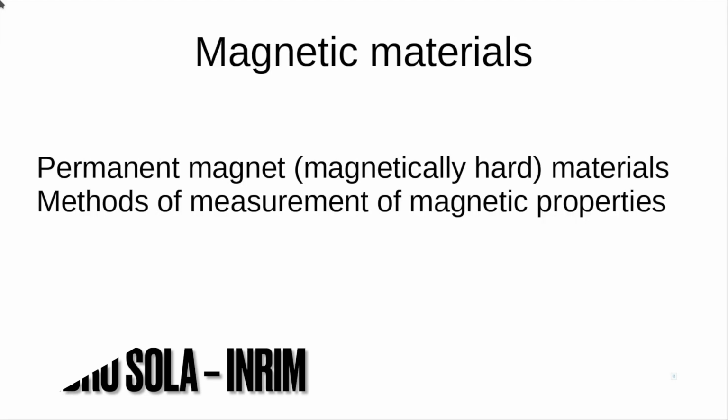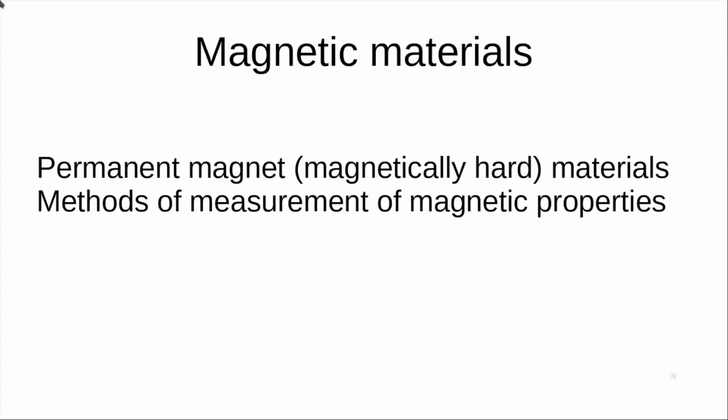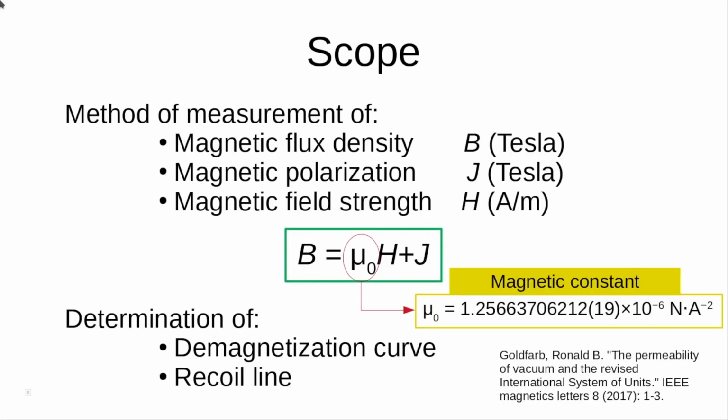The normative 4045 is about magnetic materials, and specifically about permanent magnets, that are magnetically hard materials, and the methods of measurement of their magnetic properties.